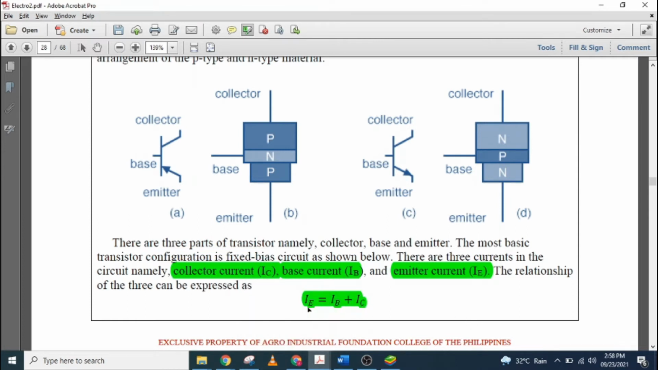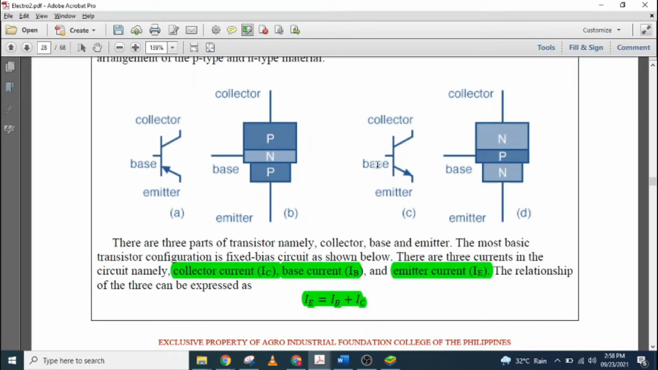This equation is related to our previous discussion that the emitter is the most heavily doped among the three parts of our transistor. That is why it carries the largest current among the currents in our BJT. The lightly doped base carries the lowest current, as we will be observing later on. So, IB plus IC is the IE.